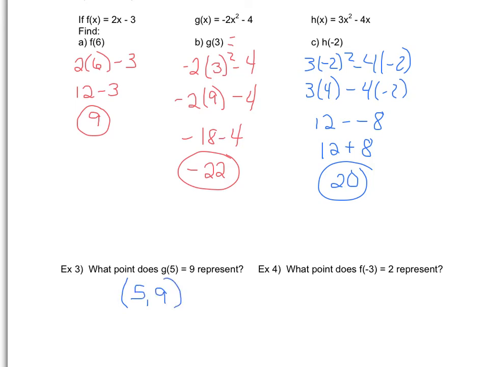Looking at example 4, it's the same way. What point does f of negative 3 equals 2 represent? Well, I'm inputting negative 3 and I'm getting back this output value of 2. So I'm going to go ahead and say that that represents the point negative 3 as my input or my x, 2 as my y.